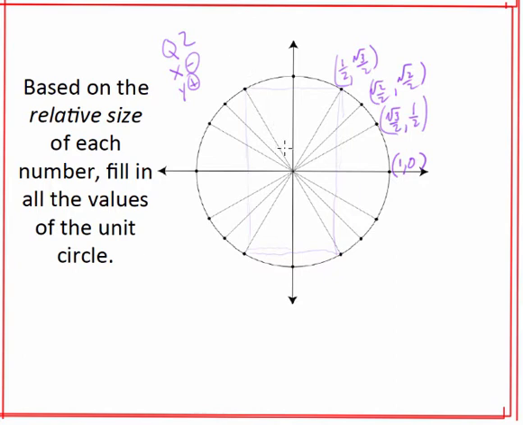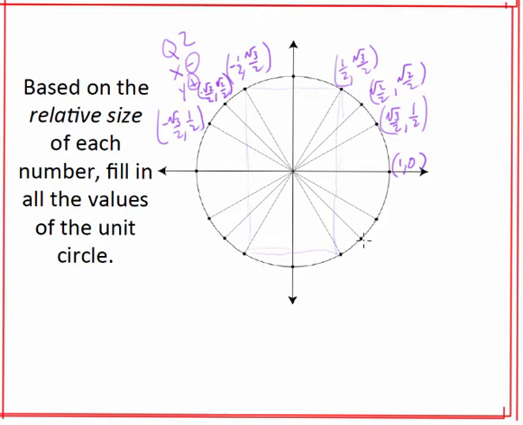So the x value is negative 1/2, square root of 3 over 2 there. And this one is negative root 2 over 2, root 2 over 2. And then this one is negative square root of 3 over 2, 1/2.